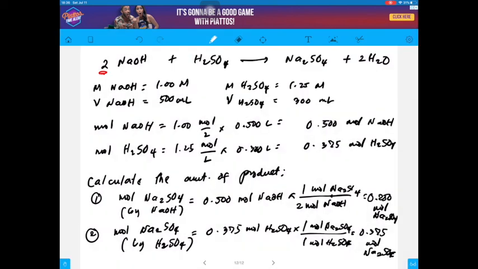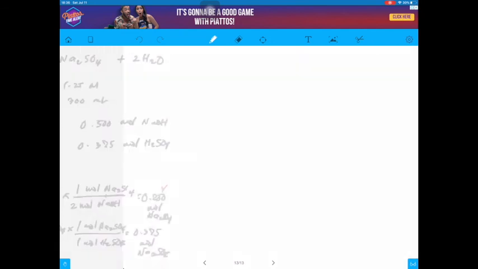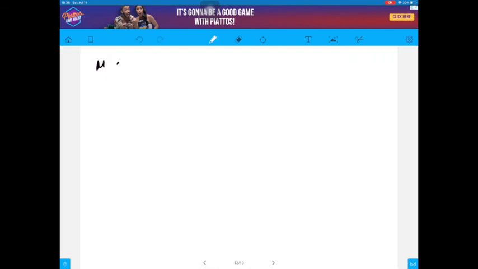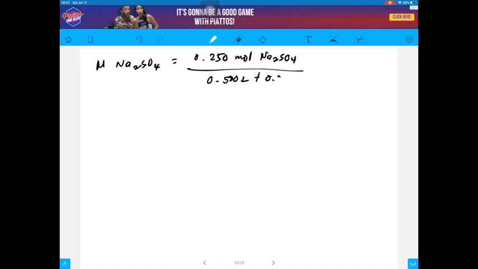Judging from the amount of product that has been formed, 0.25 is way lesser than 0.375, meaning the limiting reagent this time is sodium hydroxide. Now we can calculate the molarity of the product using this calculation. We already know that there are 0.250 moles of sodium sulfate that is formed. Divided by the total volume, it is basically 0.5 liters plus 0.300 liters. So the final answer is 0.313 molar of sodium sulfate.